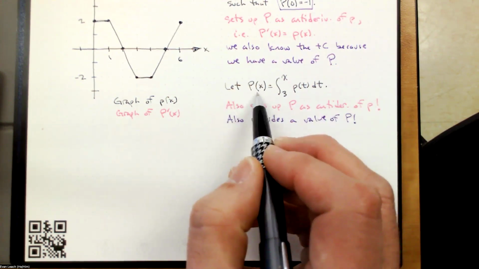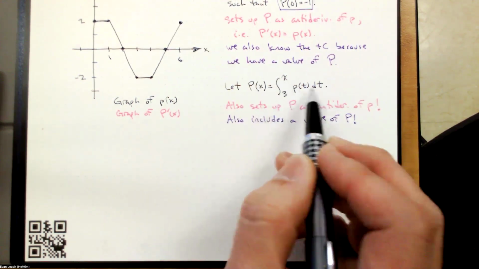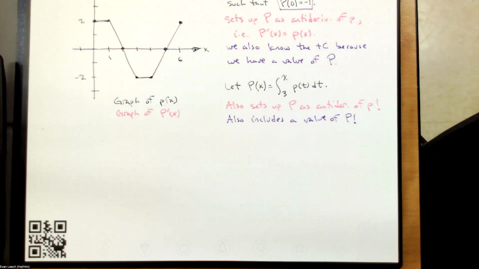Let's suppose that capital P of x is the definite integral from 3 to x of little p of t dt. I said that I have included some value. So first of all, this statement, using the second fundamental theorem of calculus, establishes capital P as an antiderivative of little p. It establishes little p as the derivative of capital P. It establishes little p as capital P prime. I also said that this includes a value of capital P. It's not as explicit as saying capital P of 0 is equal to -1, but we can evaluate based just on this setup.